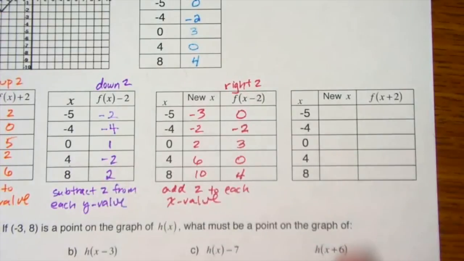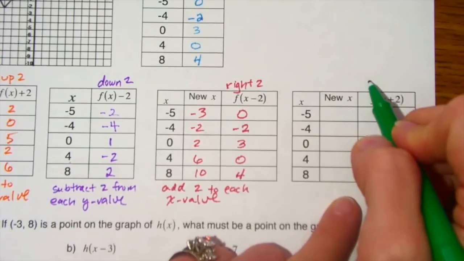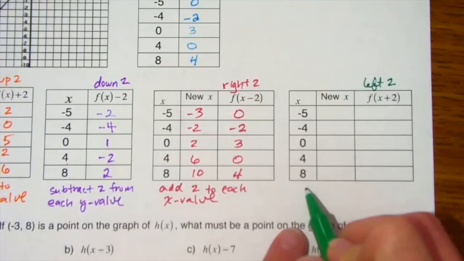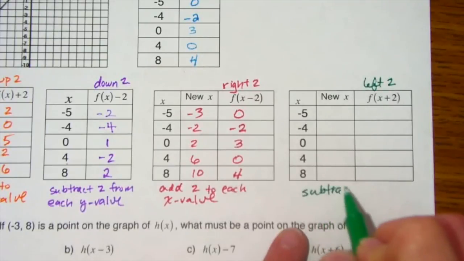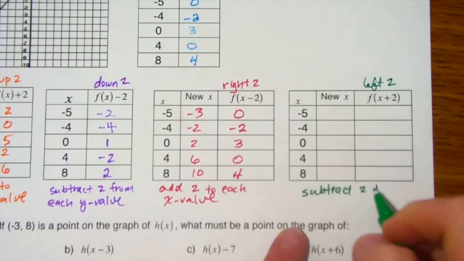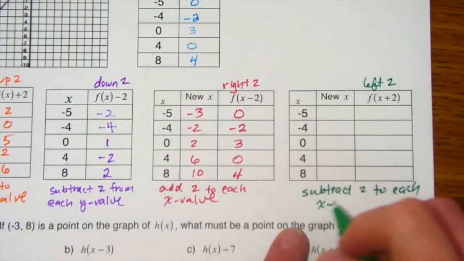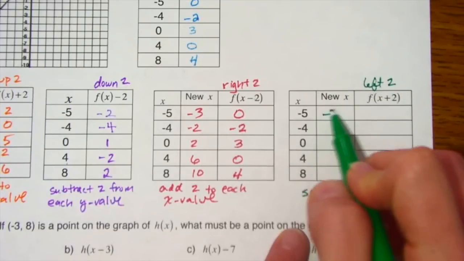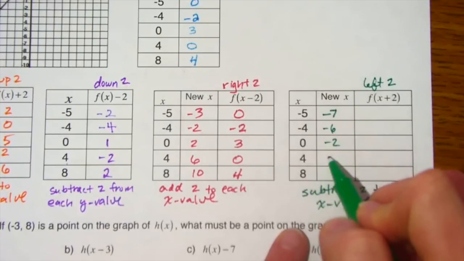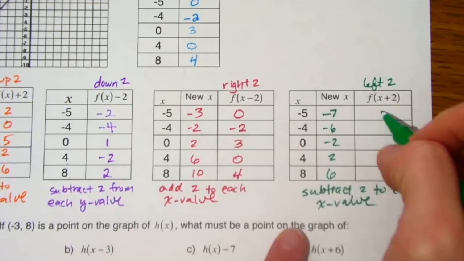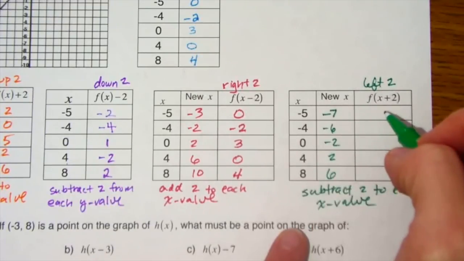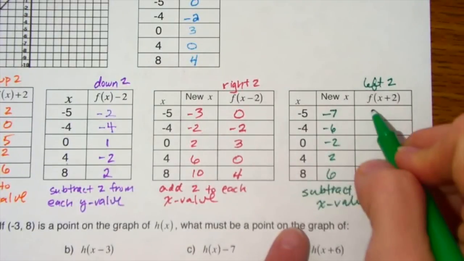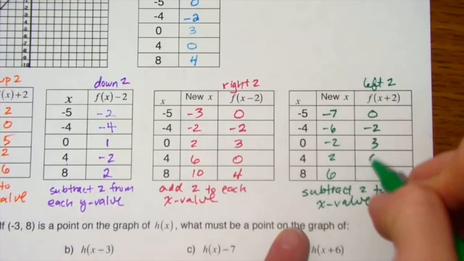All right, what's the translation? Left 2, which means what are we doing? Subtract 2. All right, so what do we get for our new points then? And what about the y's? They stay the same. All right.